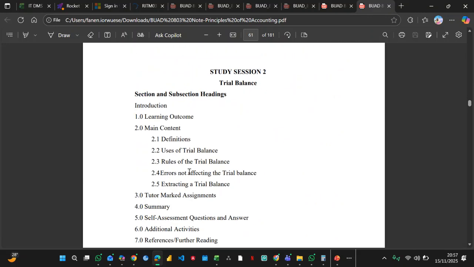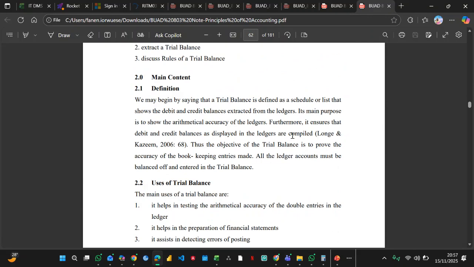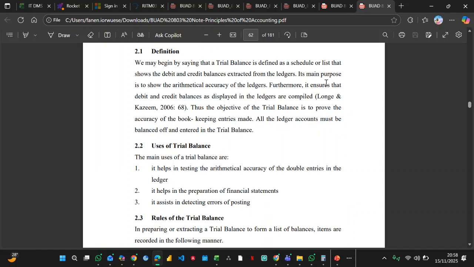Okay. Now this is showing us, I think this should be in this material too. We have the trial balance. We have the definition, and we'll start from this material first. We may begin by saying that a trial balance is defined as a schedule or list that shows the debit and credit balances extracted from the ledger.